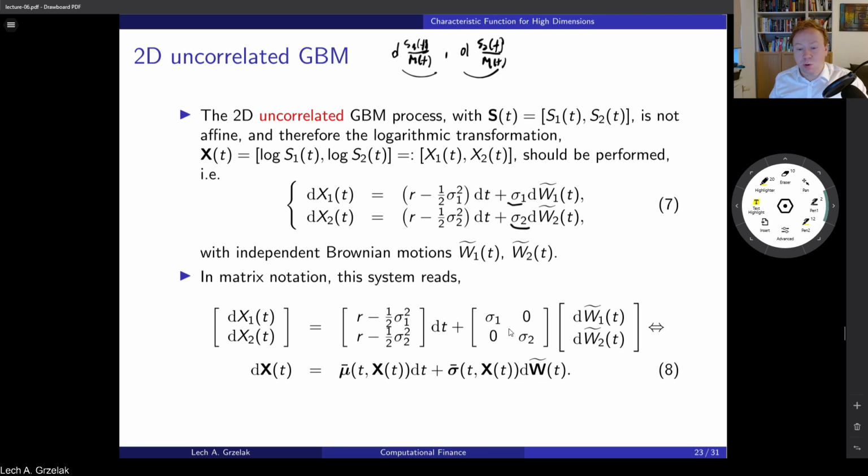You see that because there is no correlation, if we multiply this matrix by this vector, we have sigma 1 dW1. For the second process, we have sigma 2 times dW2. If you have correlation in the model, those terms would not be zero. There will be a correlation coefficient, for example, rho times sigma 1 times sigma 2. That's typically the term we would see here once we deal with correlations between Brownian motions. But this is not the case here. This is just a simplistic illustrative example of how to find the characteristic function for more than one dimension.